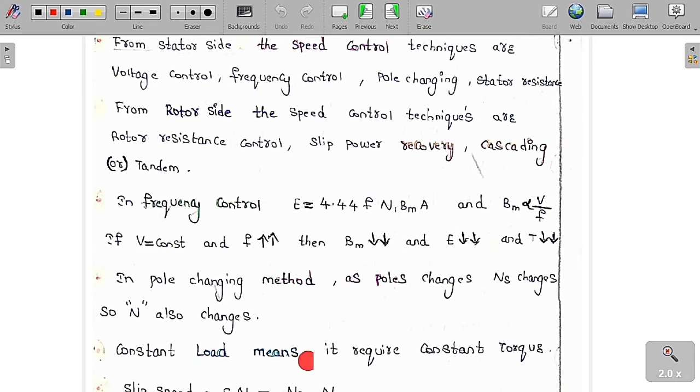See, constant load means it requires a constant torque. So whenever you hear constant load, it means that it requires a constant torque.